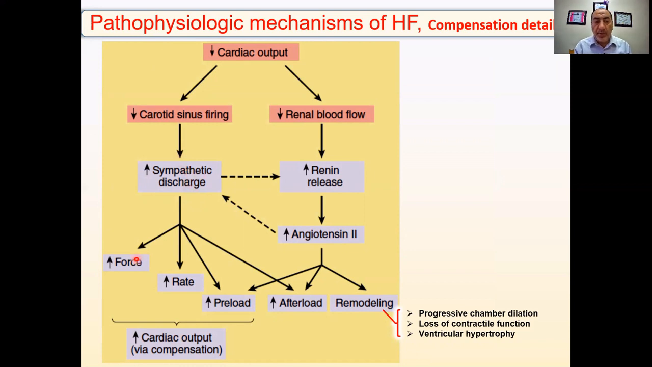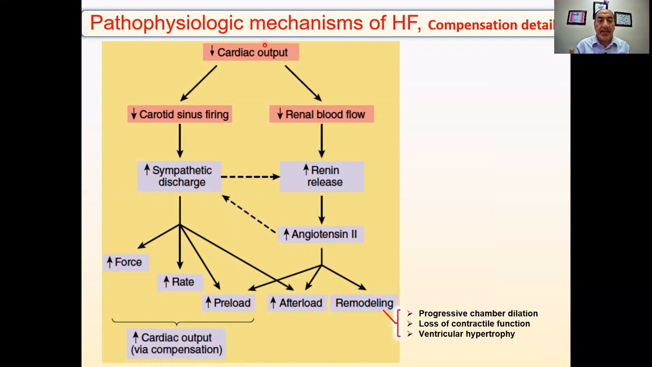The sympathetic nervous system will increase the force of contraction and the heart rate through the beta 1 receptor. It will also increase venoconstriction, increasing the preload, and will cause vasoconstriction through the alpha 1 receptor, so it will also increase the afterload. All of these things will try to increase the cardiac output by compensation.